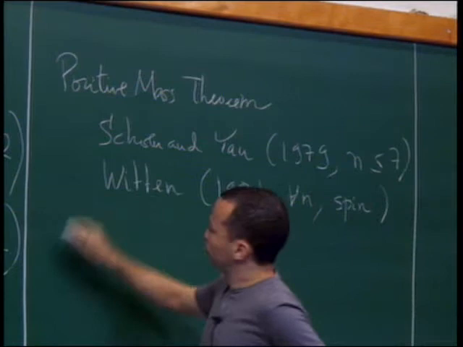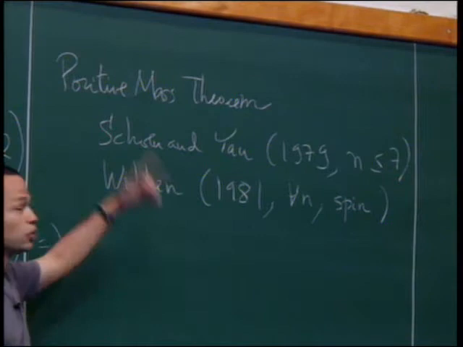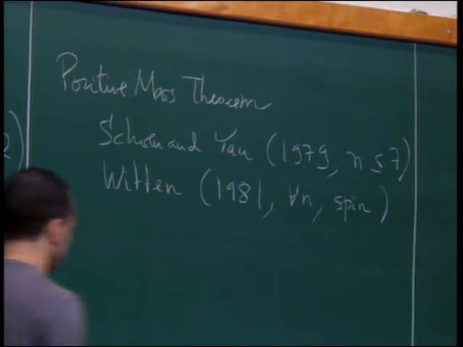So I'm now going to state the positive mass theorem, which is a very beautiful theorem connecting Riemannian geometry and general relativity. But let me just state a corollary of that. So one consequence of the positive mass theorem is a rigidity statement for the Euclidean space. So the rigidity statement is the following.